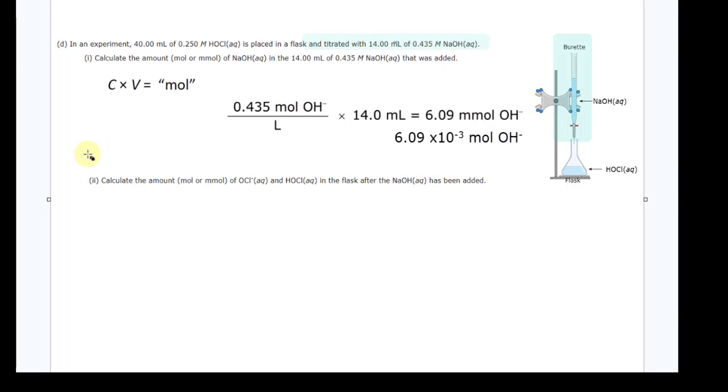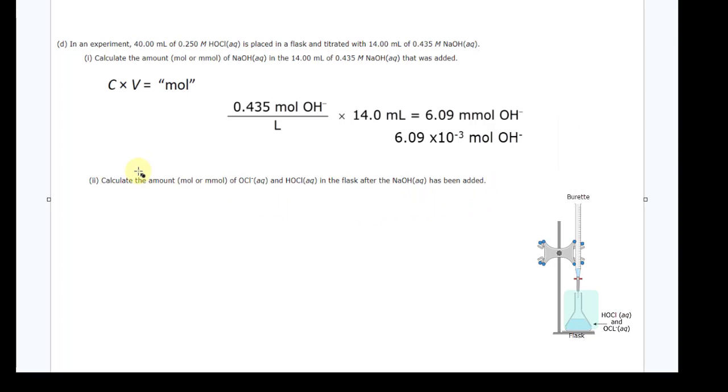If you didn't have time to do an entire problem, you could have easily done this problem with your basic knowledge that you got back in chapter 4. Next, calculate the amount in moles or millimoles of the hypochlorite ion and the acid in the flask after the NaOH has been added. Okay, this is a tougher problem. This one's probably going to be worth 2 points.